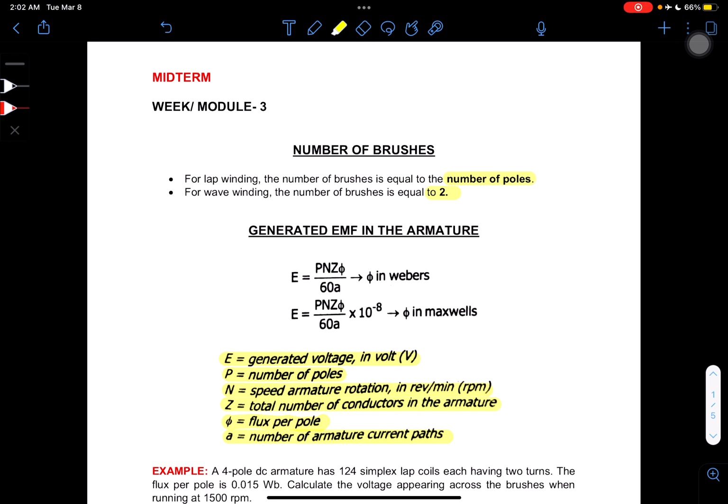So take note of our formula for generated EMF.